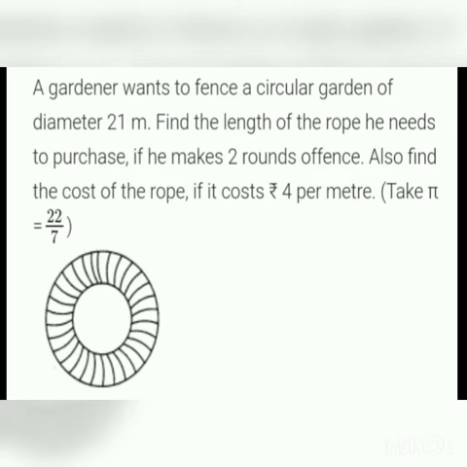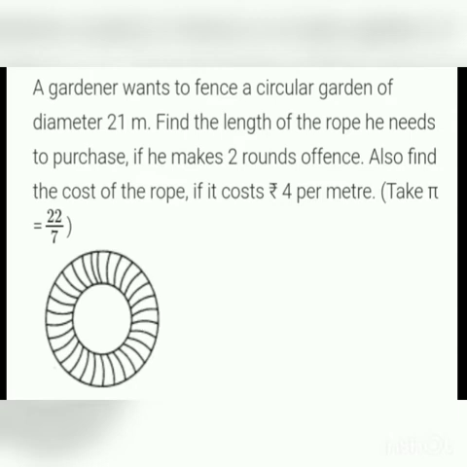Once it is asked for fencing or wanting to tie the boundary, you have to find the perimeter, that means circumference if it is a circle. If it is any other figure and they are asking for fencing, we have to find the perimeter, not area. So here the gardener wants to fence it, which means we have to find the circumference of the circular garden. Now one more thing is given, the diameter of the garden is given, not the radius. That point you have to keep in mind.